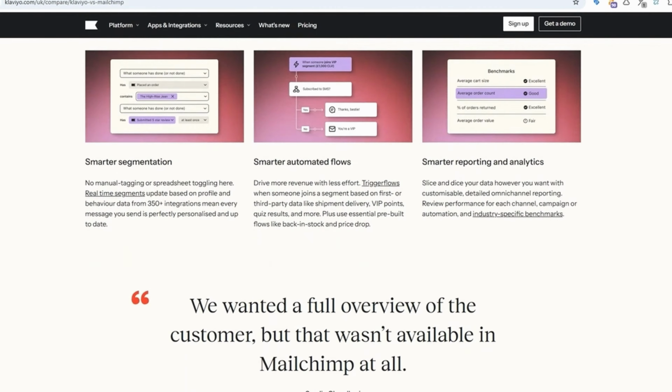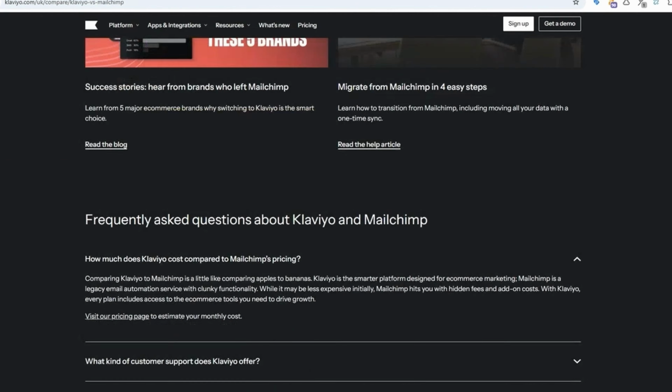The key here is to be honest. Explain where each product is strong, where it's weak, and who it's best suited for. Because if your comparison page claims that you're better at absolutely everything, then nobody's going to believe it. Not Google, not ChatGPT, and certainly not your users.